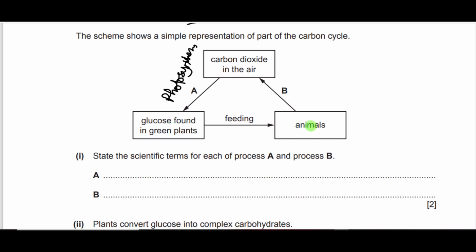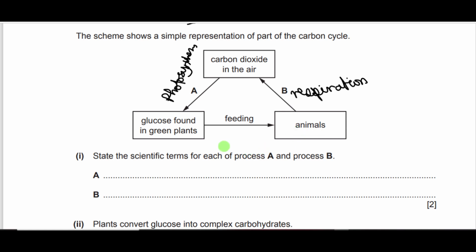Then when the animals feed on the green plants, they take in the glucose. And of course, glucose is a carbohydrate. What do you use carbohydrate for? Energy, right? When they do some work, that glucose will be converted to energy through the process of respiration. The glucose will be broken down into energy, and the CO2 will be given off as a waste product, which is released into the atmosphere again.